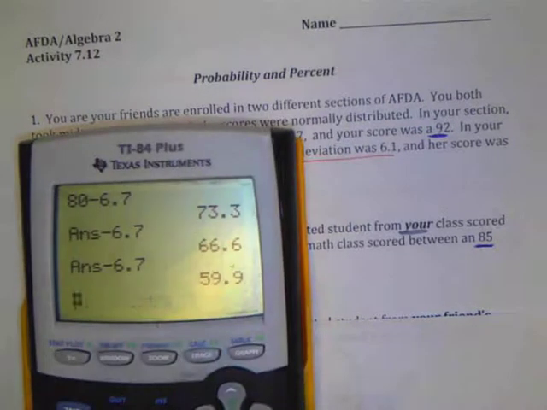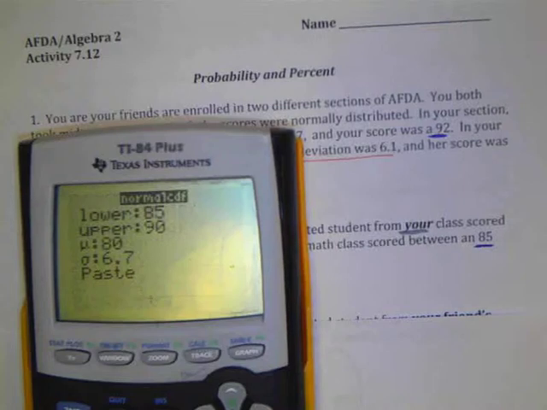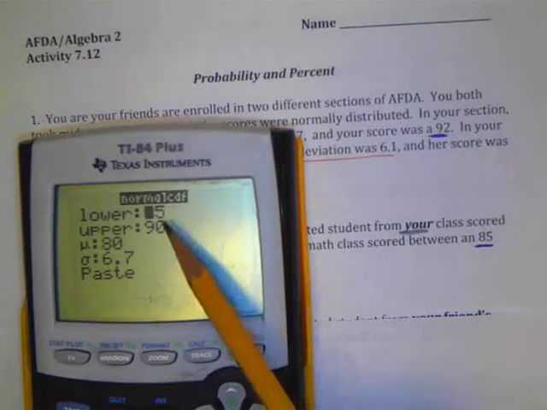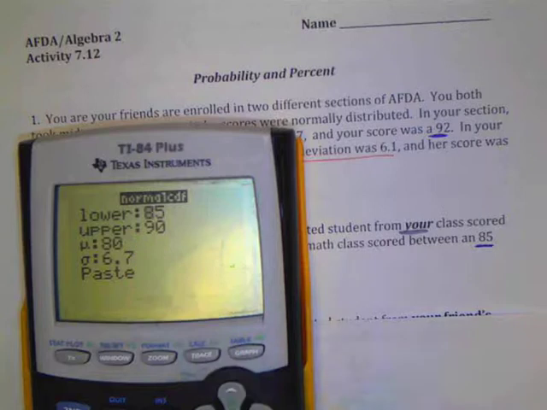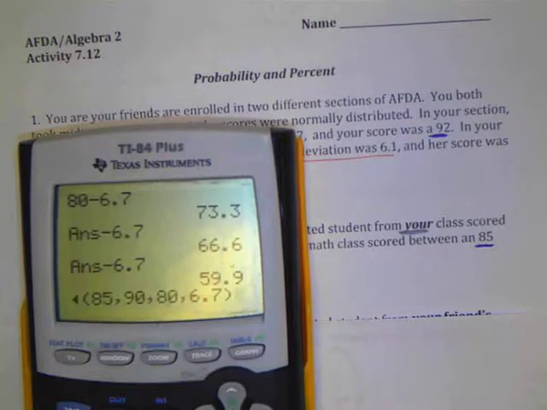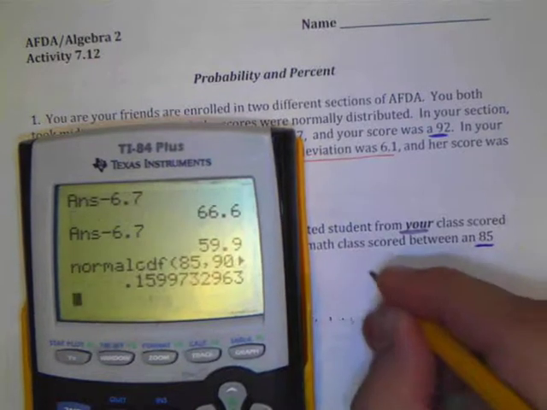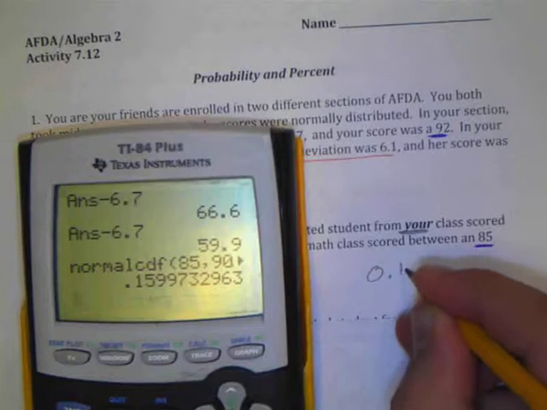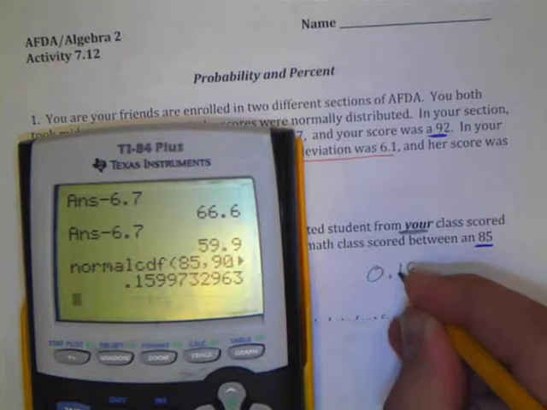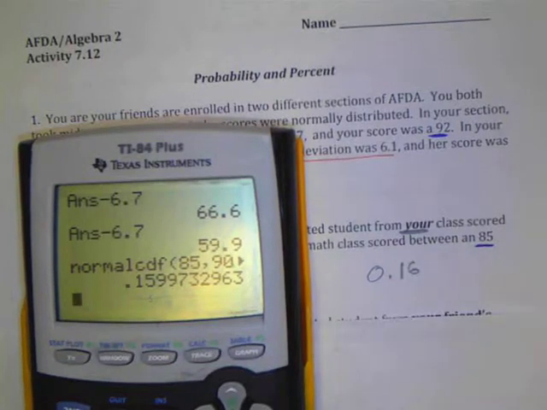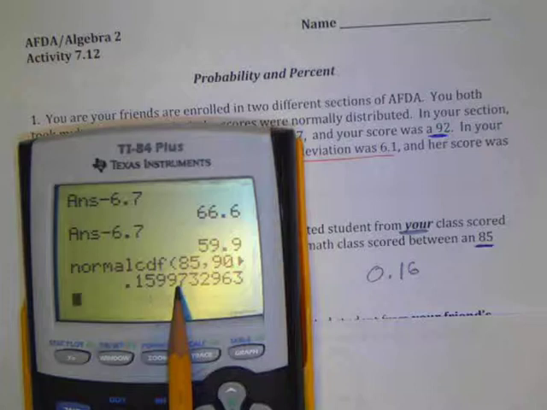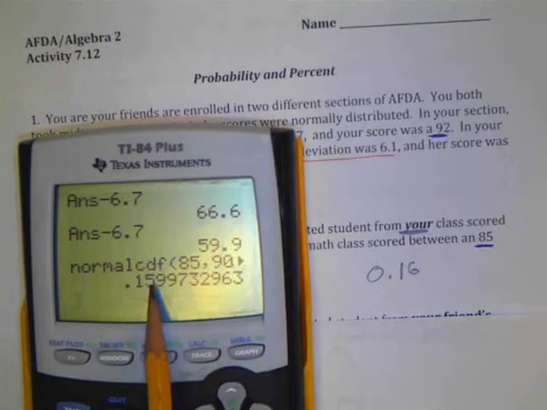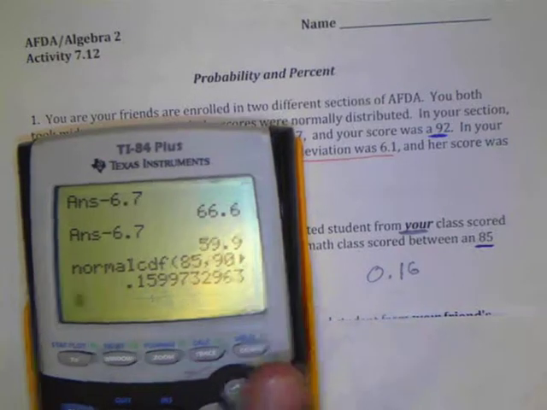So, second vars, normal CDF. Lower is 85, upper is 90, mean is 80, and standard deviation is 6.7. So what's my probability? 0.16. If I want 4 decimal places, this 7 rounds the 9, but since this is a 9, it rounds this, which rounds this, so we just get 0.16.